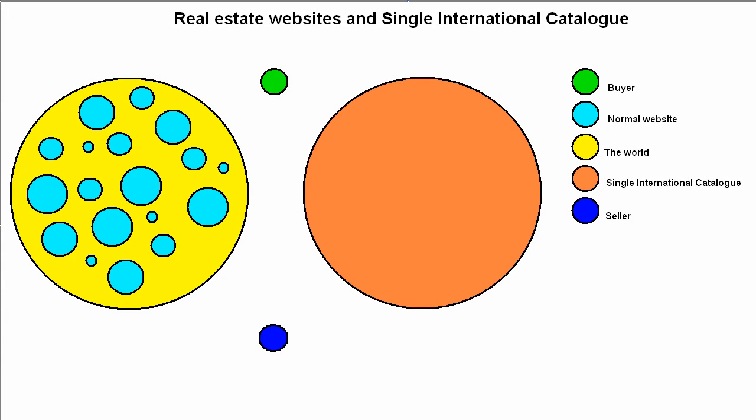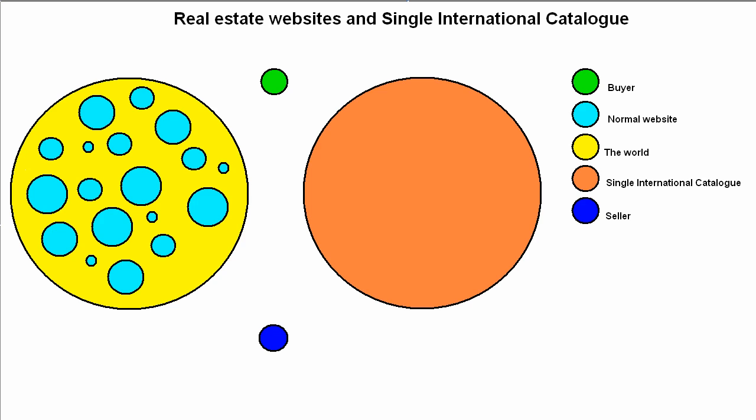This simple video will illustrate very clearly the functioning of the single international catalog. The yellow circle represents the world, and the sky blue circle represents the various real estate websites. The graph shows very simply that there are many real estate websites in the world, and that they vary in size and importance. They may even be millions.